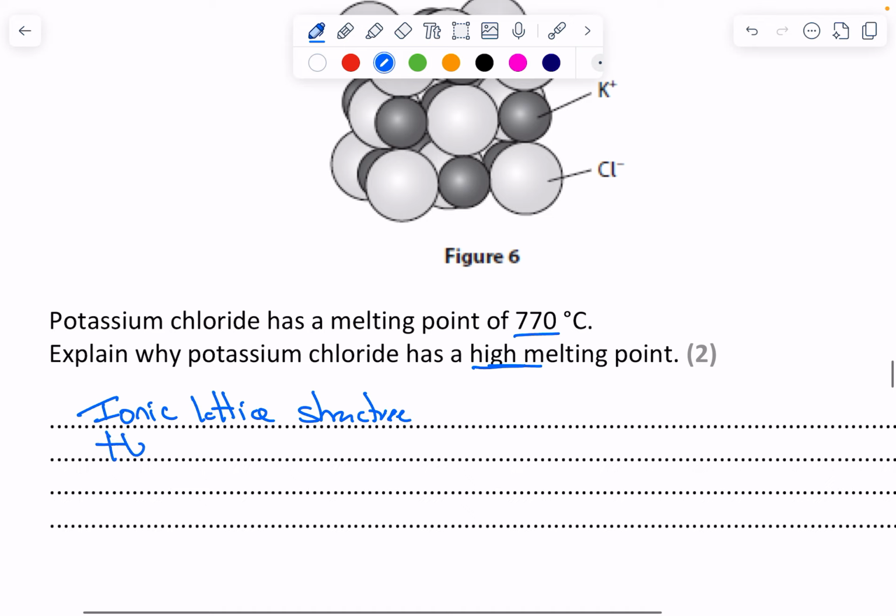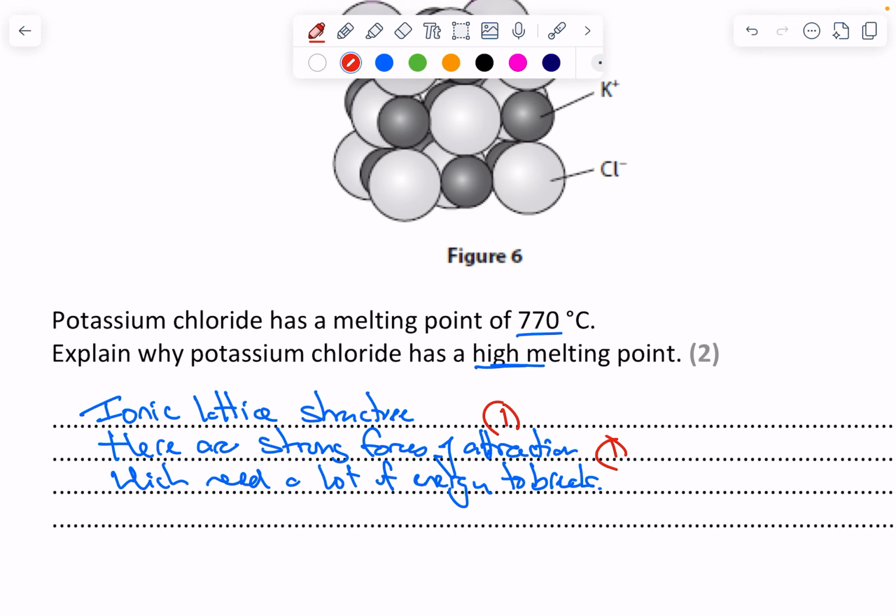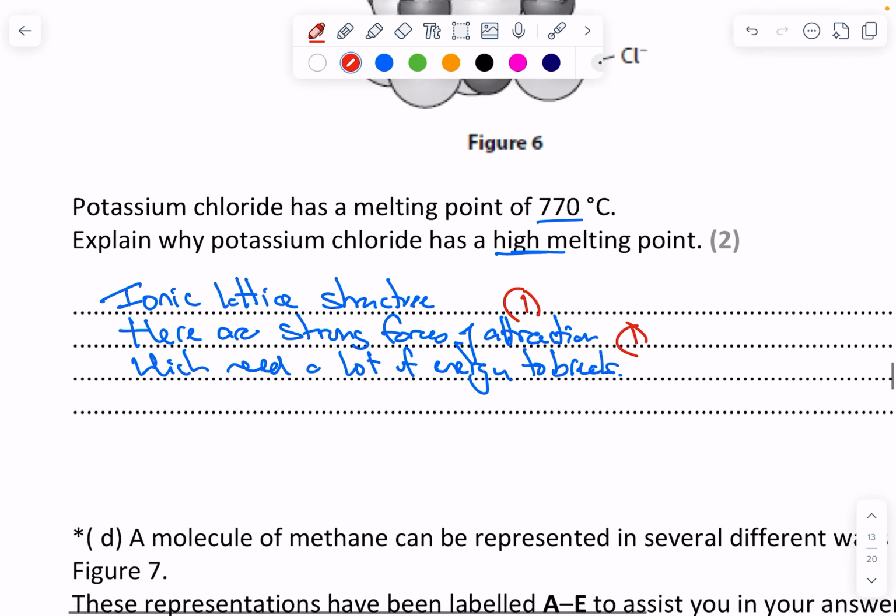That means there are strong forces of attraction which need a lot of energy to break. 2 marks. It's going to be the first 2 points in here. So it's ionic lattice, and there are strong forces of attraction between the ions.